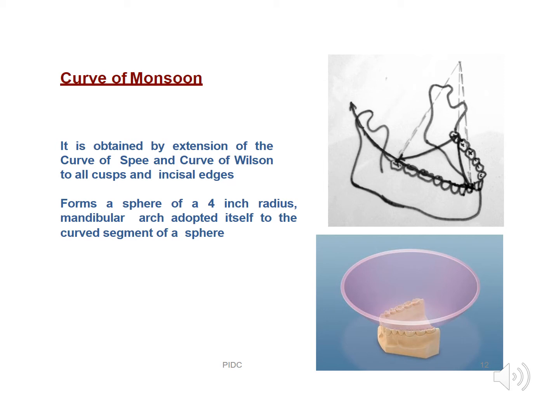The third type of curve is the curve of Monson. It is obtained by extension of the curve of Spee and curve of Wilson to all cusps and incisal edges. It forms a sphere of a 4-inch radius. The mandibular arch adapts itself to a curved segment of a sphere. So, based on the photo, we can see that there is an imaginary line that connects the cusps so that it will form the curves, and also the 4-inch radius, which explains the curve of Monson better.